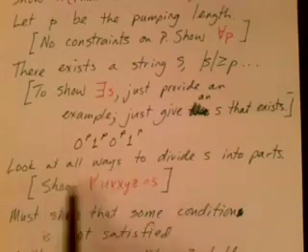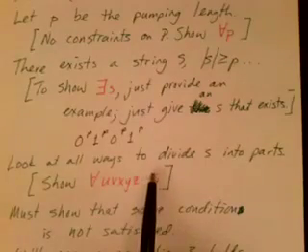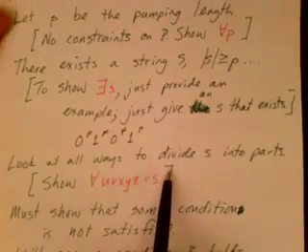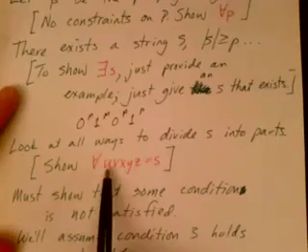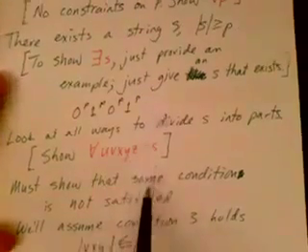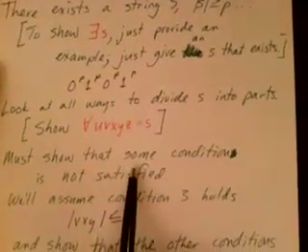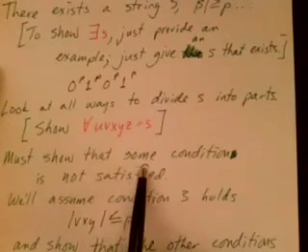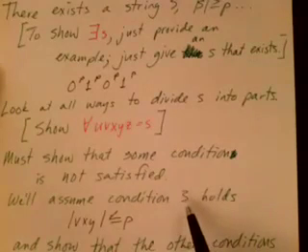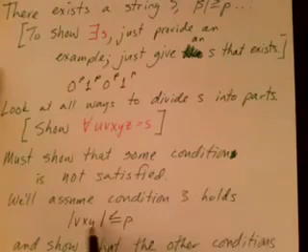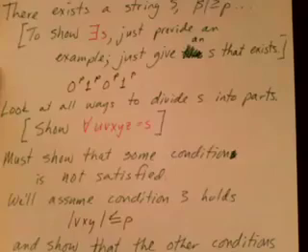And now we have to look at all the ways to divide S into 5 pieces, U, V, X, Y, Z. And we have to show that for each way, one of those conditions is not satisfied. We'll assume that condition 3 holds, that Vxy is not larger than P, and show that one of the other conditions fails.